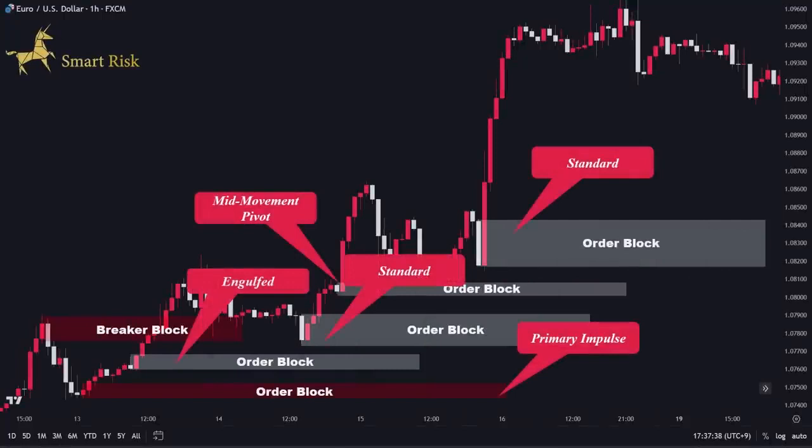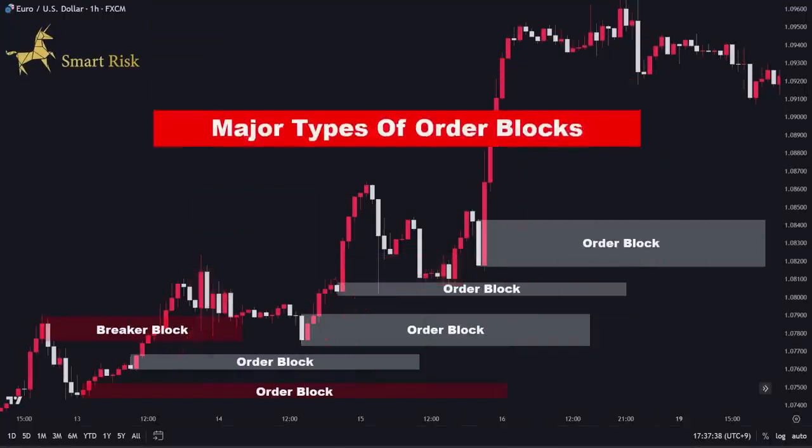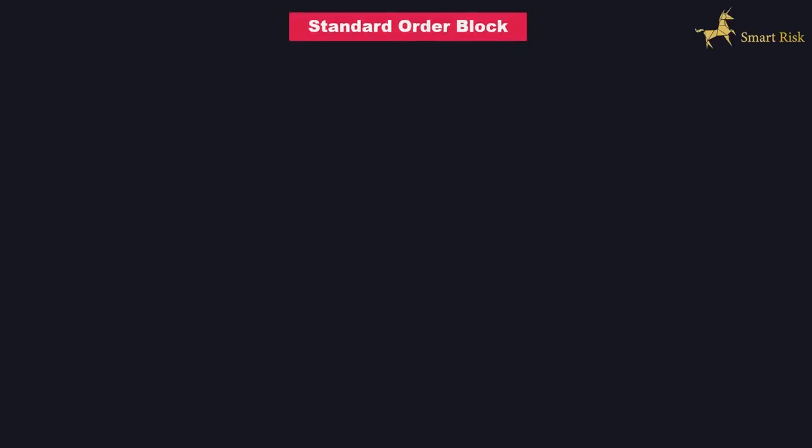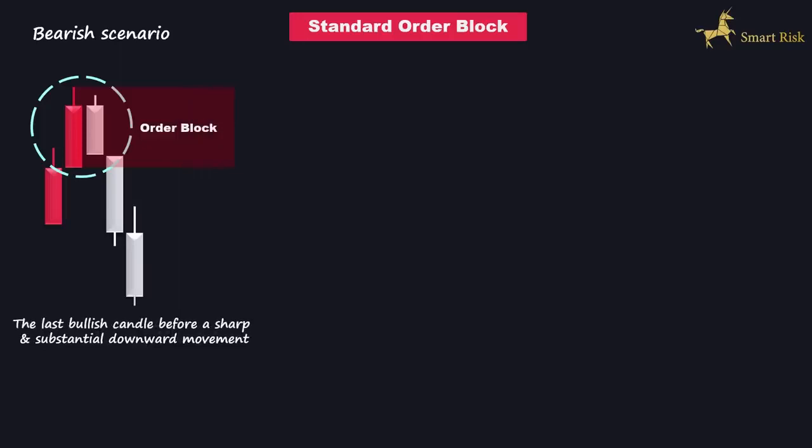Welcome back, traders. Let's get started with the major types of order blocks. The first type is the standard order block. In a bearish scenario, the standard order block refers to the zone corresponding to the last bullish candle before a sharp and substantial downward movement.